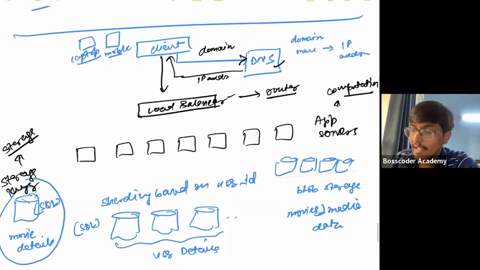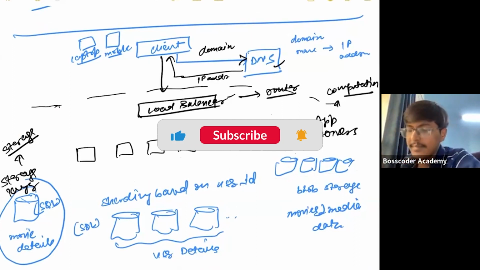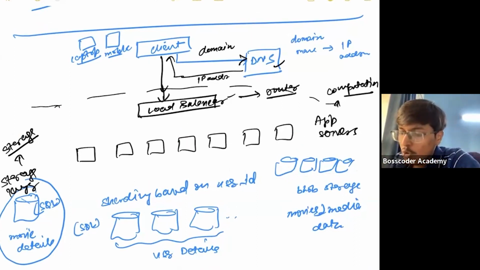No. DNS is not under the control of Netflix, right? It just gives you the IP address of where Netflix is hosting, like which server you should hit. This is where Netflix is starting. Make sense? So now you go to the load balancer.